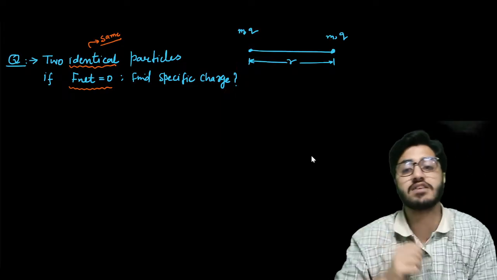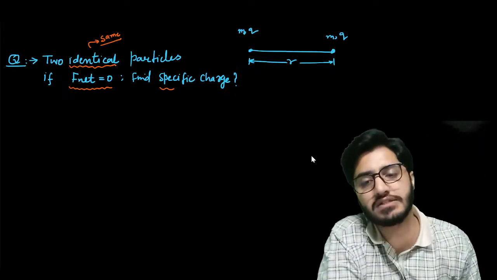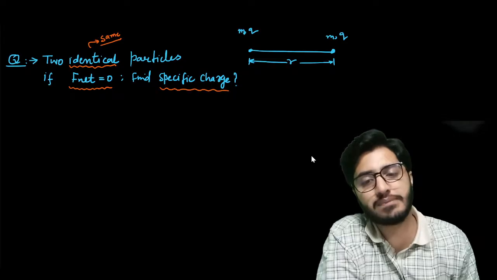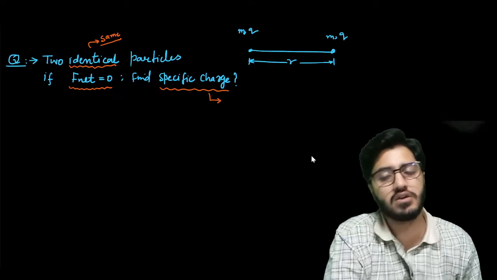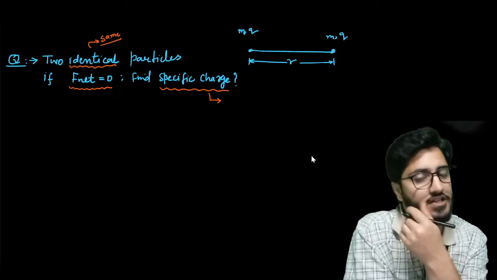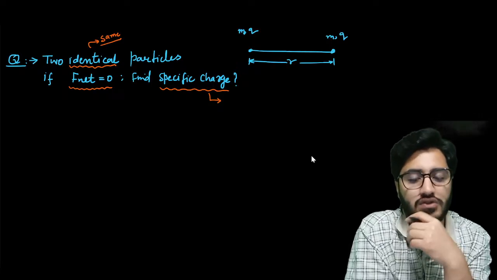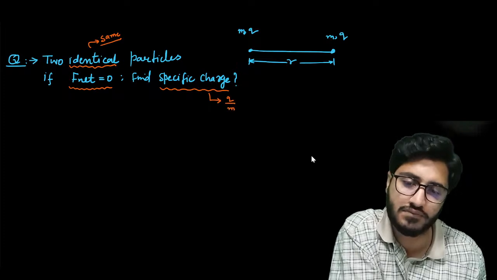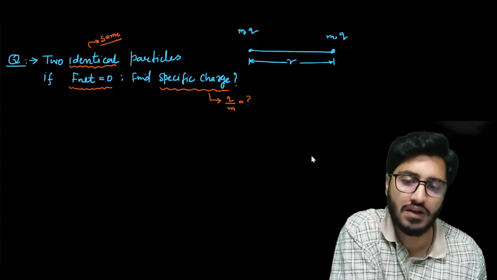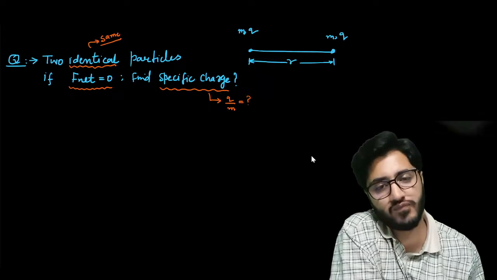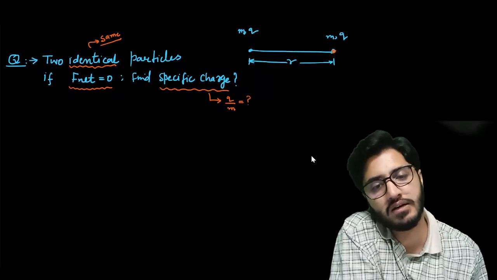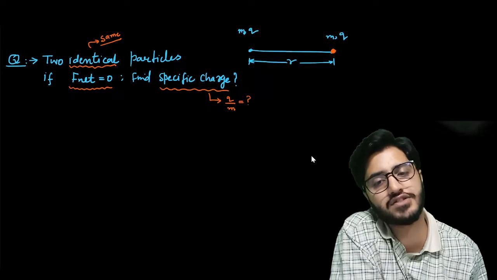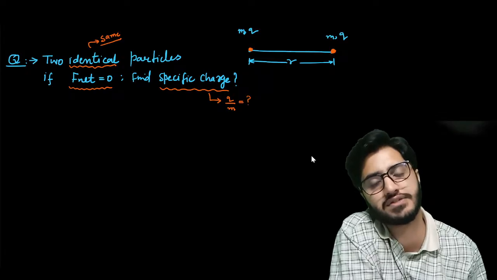So find the specific charge. Do you know what is specific charge? You have done the specific charge in your chemistry also, no? Specific charge is the ratio of Q by M. So look now. Here the particle's mass is M, charge is Q. Here the particle mass is M, charge is Q.